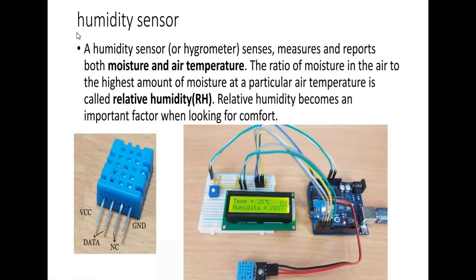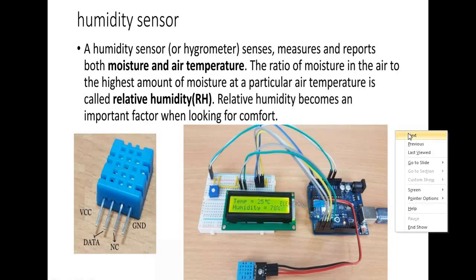Next, the humidity sensors. A humidity sensor measures and reports both moisture and air temperature. The ratio of moisture in the air to the highest amount of moisture at a particular temperature is called relative humidity. Relative humidity becomes an important factor when looking for comfort.